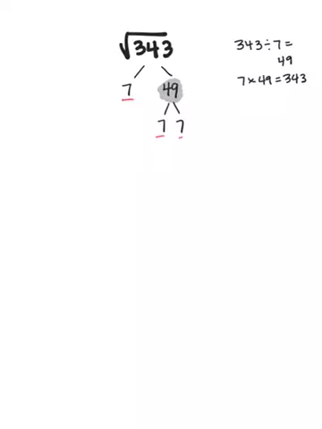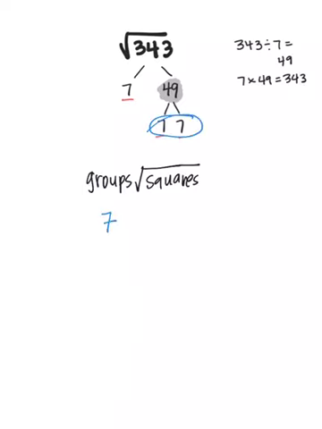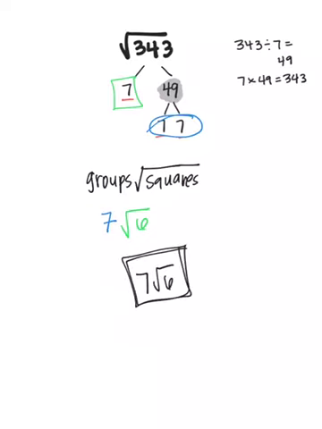And remember, my answer, the groups go out front, and the squares have to stay home in the house, in the square root. So I have a group of 7. There's a group. And I have a poor 7 who's stuck in the house. A 7 that's stuck in the house. So the answer to this would be 7 square root 6. That is what 343, the square root, reduces to.